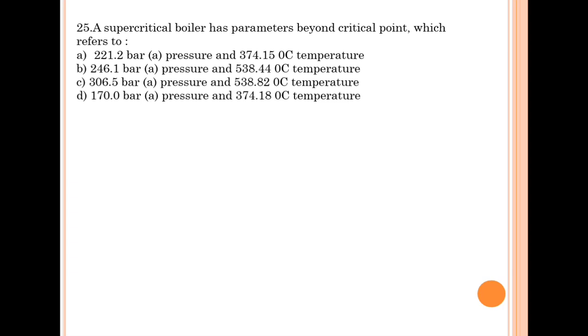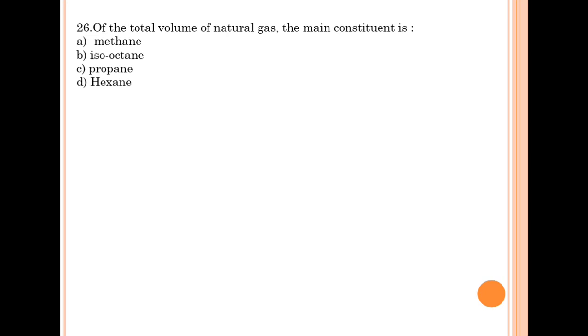Then question 25. A supercritical boiler has parameter beyond critical point, which refers to, everybody should know that the answer is A, that is the pressure is 221.2 bar and the temperature 374.15 degrees centigrade. This is the critical point. Then 26. Of the total volume of natural gas, the main constituent is, as we know, methane. So answer should be A.